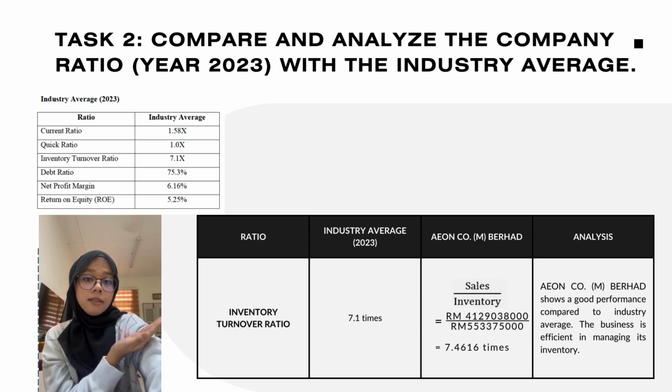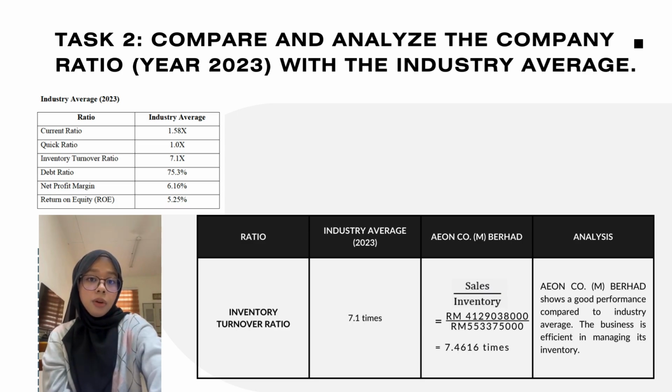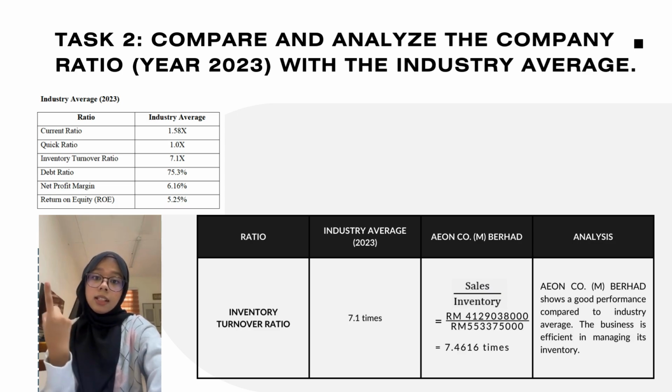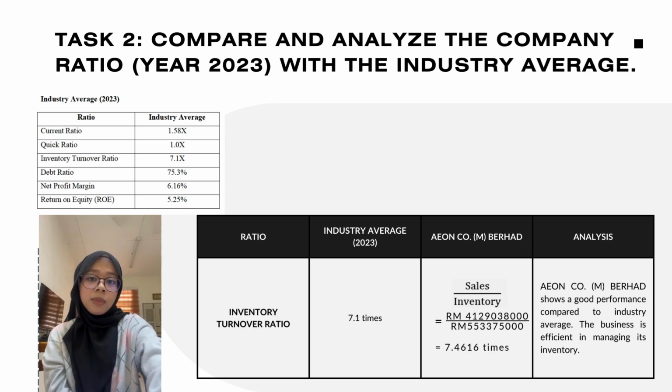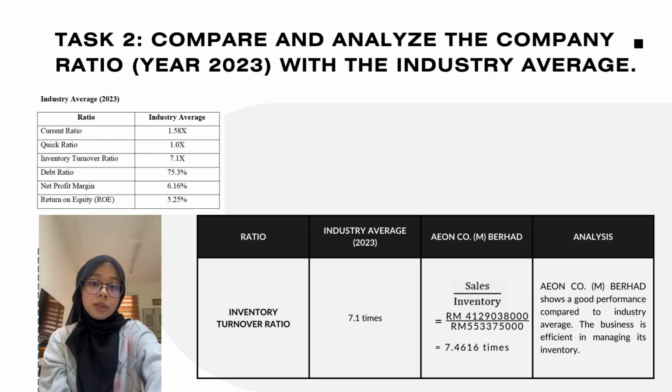Now, this is the comparison for the inventory turnover ratio in the industry for 2023 versus Aeon. As stated in the question, the industry ratio for 2023 is 7.1 times. Meanwhile, the inventory turnover ratio for Aeon in 2023 is 7.4616 times. This shows that Aeon company shows a good performance compared to the industry average. The business is efficient in managing its inventory.